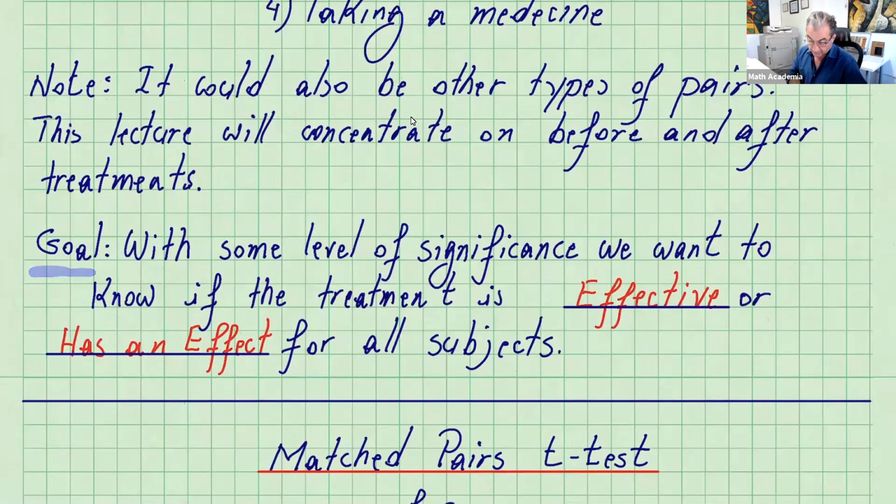What's the goal? With some level of significance, we want to know if the treatment is effective or has an effect. So these are keywords we have to be careful with when we choose our claims. Effective means it has a positive effect. Has an effect means it can have a negative effect or positive effect for all subjects. For one person, it's easy to know. For a sample, we can always calculate that. But for the population or all subjects, we have to do the hypothesis testing.